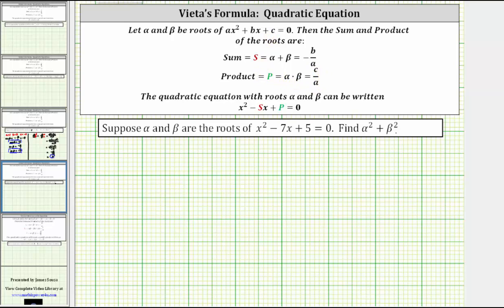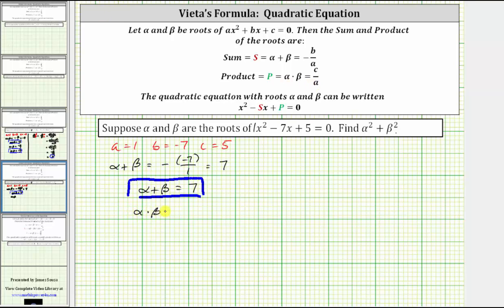a. Notice for our given equation, a is equal to 1, b is equal to negative 7, and c is equal to 5. Which means alpha plus beta is equal to negative b divided by a, which is negative 7 divided by 1, which simplifies to positive 7. So alpha plus beta is equal to positive 7. And alpha times beta is equal to c divided by a, which is 5 divided by 1, which simplifies to 5, which means alpha times beta is equal to 5.